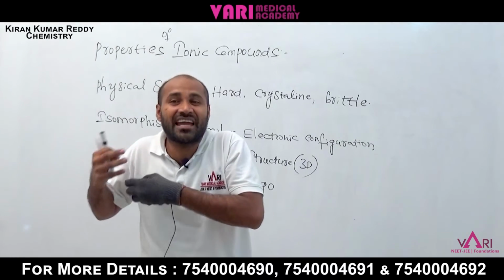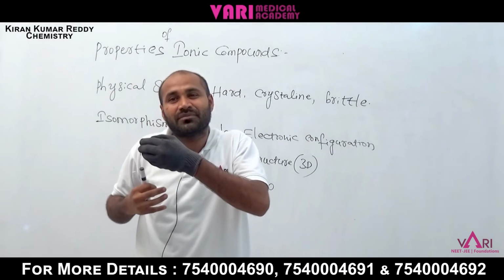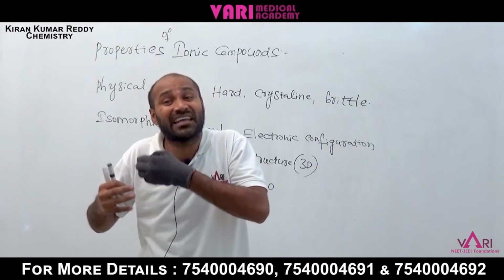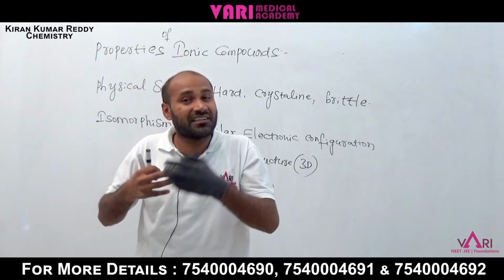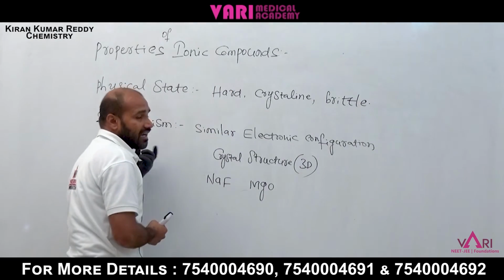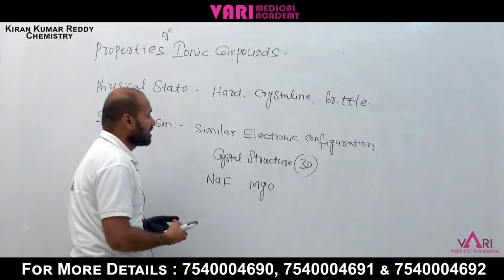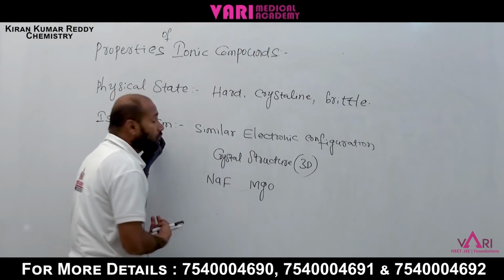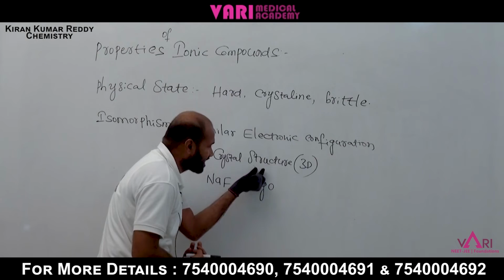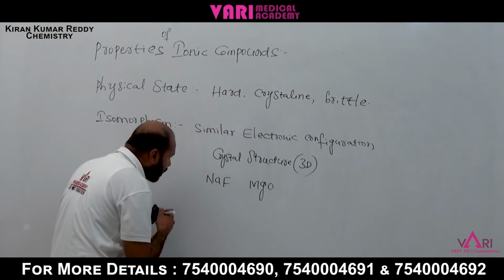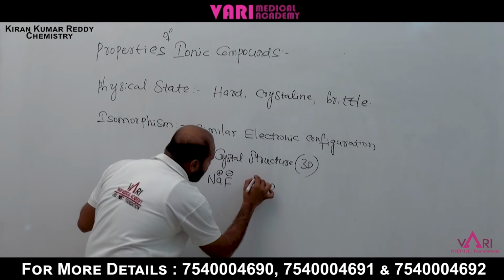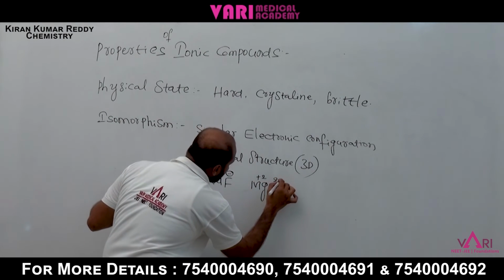Structural arrangement means chain isomerism, positional isomerism, functional group isomerism, tautomerism, metamerism, ring chain isomerism. These are the different types we can discuss in organic chemistry, but here, ionic compounds are not showing isomerism, they are showing isomorphism. What is isomorphism? Similar electronic configuration, and the crystal structure is also the same. Here I am taking Na plus F minus, and here Mg 2 plus O 2 minus.